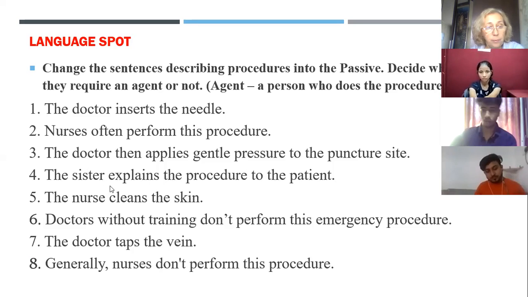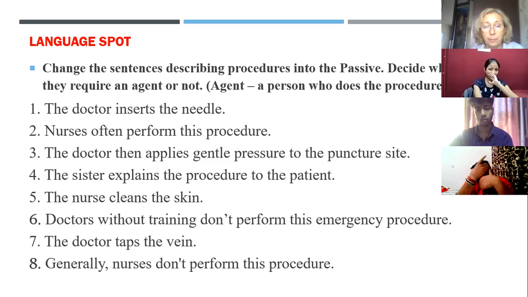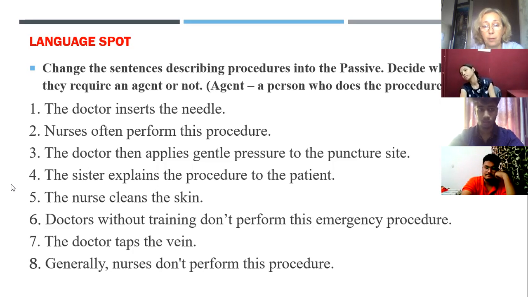The next is for Misha. Number 4, please. The sister explains the procedure to the patient. The answer is: the procedure is explained to the patient by the sister. By the sister is optional here. Yes, you're right.